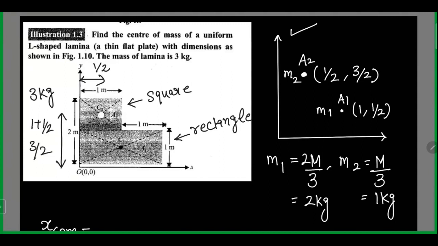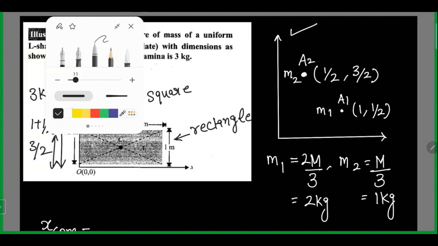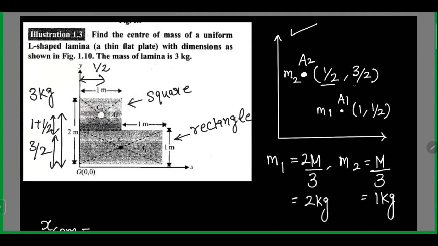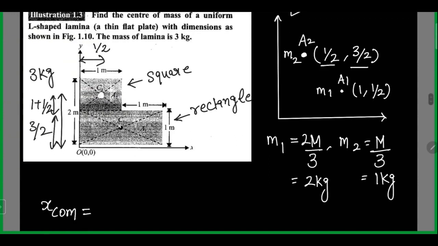So up to here it is 1 and up to here it is half. So 1 plus half will give you 3/2. So the position of this C2 point, or the center of mass of the square, is half the x coordinate and 3/2 the y coordinate. Similarly, you can find the center of mass of your rectangle.